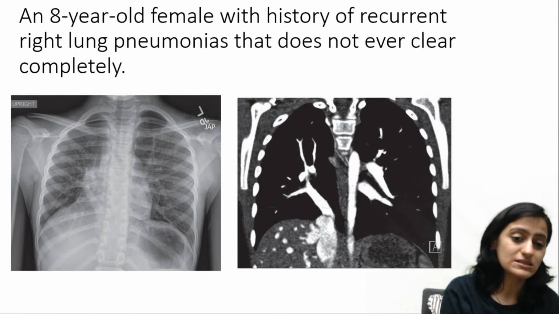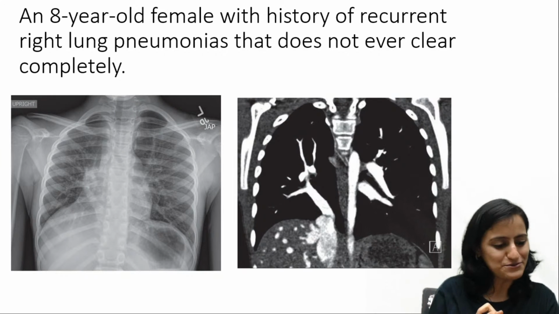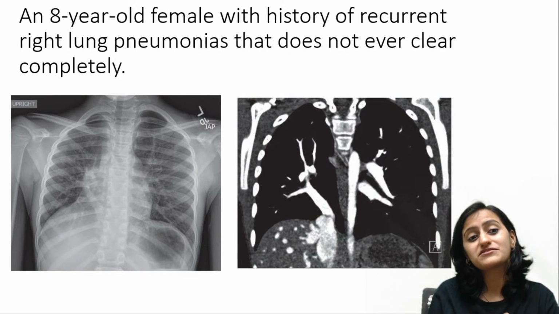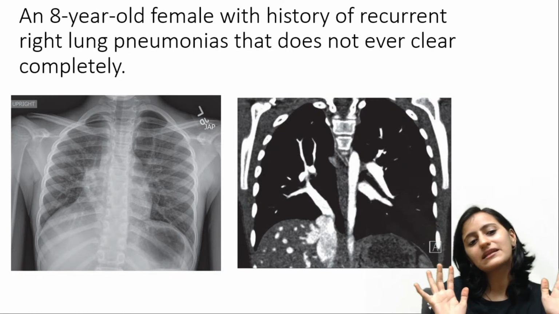Let's go to the third one. I am sure many of you will be able to identify this. So an 8-year-old female with history of recurrent lung pneumonias that does not ever clear completely.